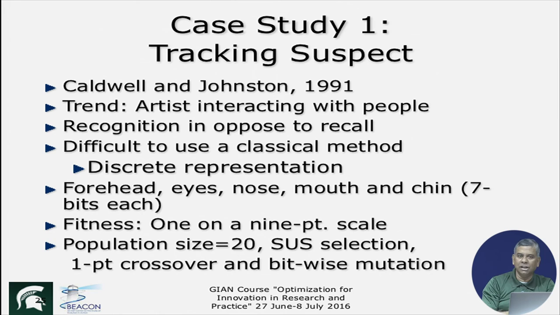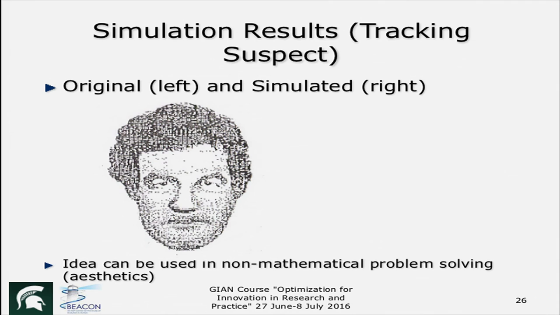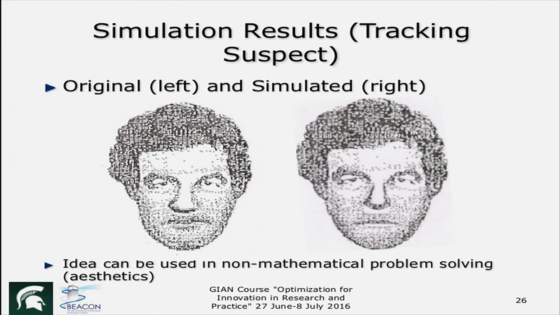So here is one case that they have in the paper where this was the actual criminal that they simulated, and this is what was found by that. And you can see that there is a lot of similarity in the eyes, the forehead, and stuff like that. So you take from this the idea that GAs are even applicable to problems where there is no apparent objective function. All you have to do, if there is a population of solutions, is somehow say which one you like most, which one you don't like, and so on and so forth.